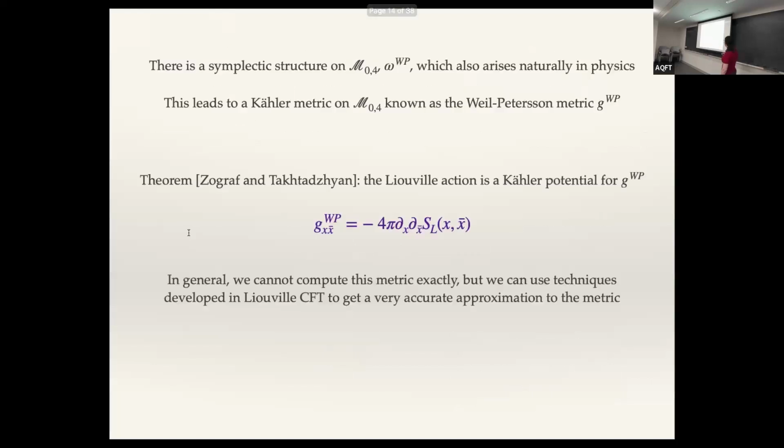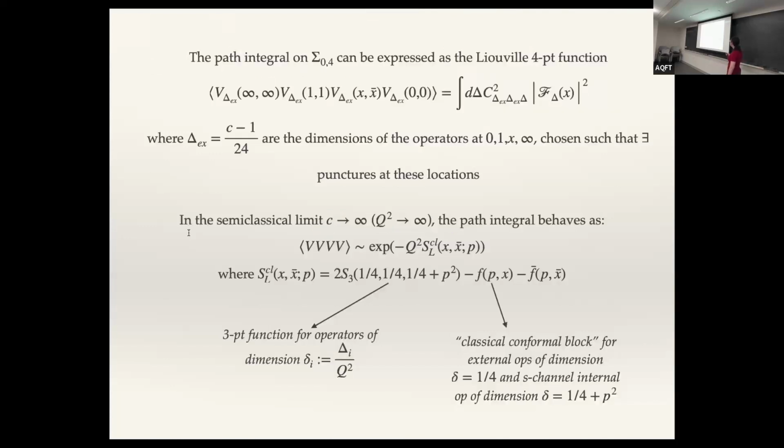Okay, so on the previous slide, I mentioned that this path integral, which leads to the Liouville action on a Riemann surface, leads to a Kähler potential for the Weil-Petersson metric. So we want to compute the path integral on sigma 04 in order to approximate the Weil-Petersson metric on M04. And the way that we can do this is by expressing it as a 4-point function of primary vertex operators with a conformal dimension chosen to be c minus 1 over 24. If you remember some formulas from a few slides ago, this is precisely the case where the Liouville momentum is 0, and this corresponds to punctures at the locations of the 4 boundaries.